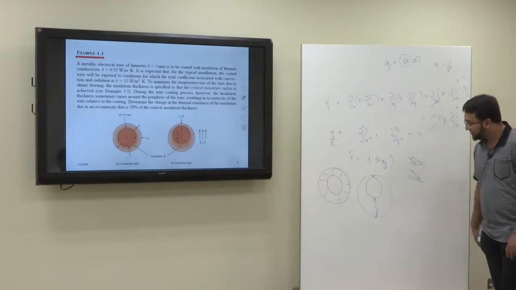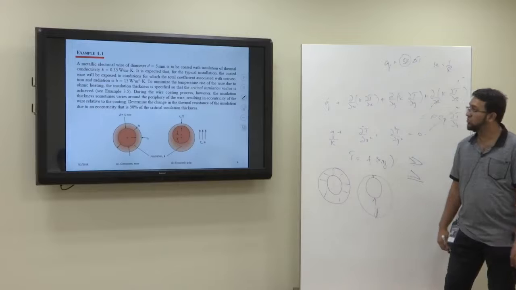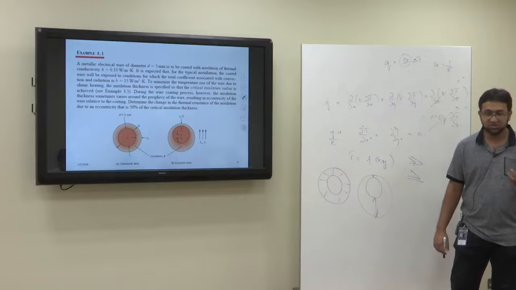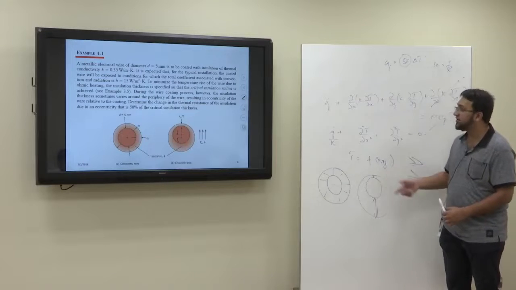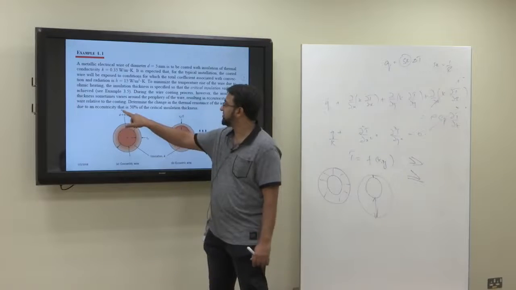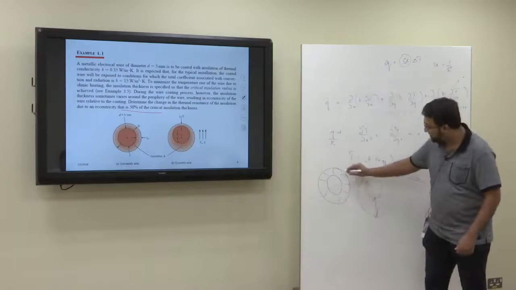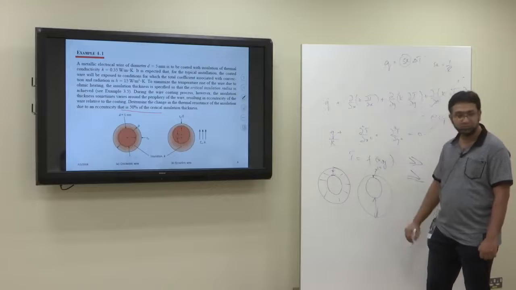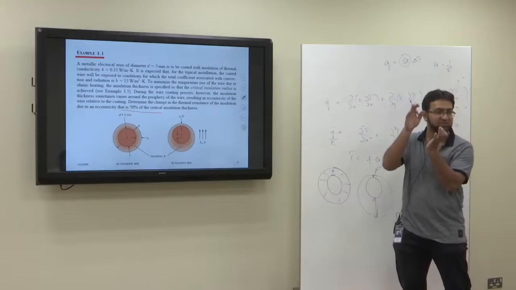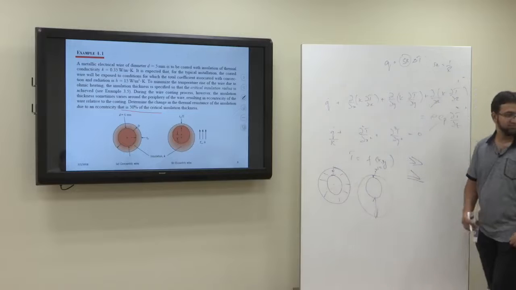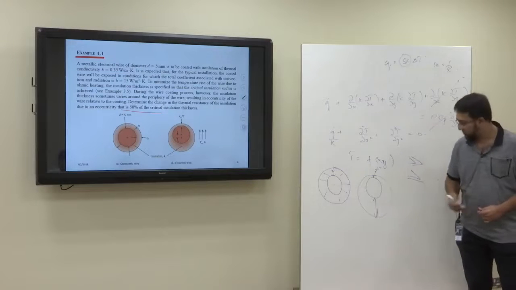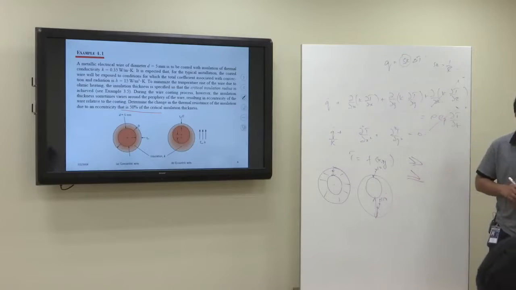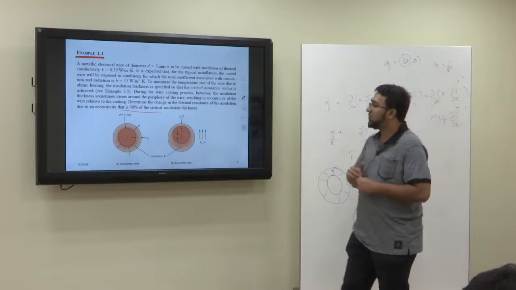The problem says that we need to find out what is the change in the thermal resistance if the wire is eccentric by 50%. So if the thickness was T, now this distance is T by 2, because it's 50% displaced up. On the other side it will be T plus T by 2. Okay? So that's the problem.